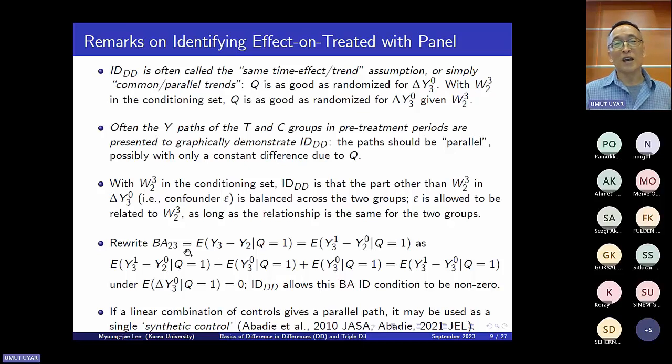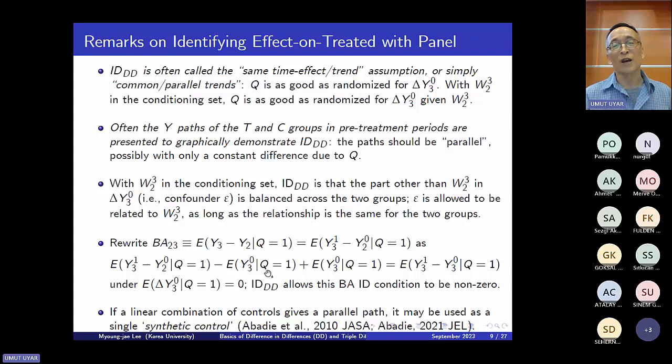Let me go back to BA, before and after. That is the treatment group outcome at period 3 minus outcome at period 2. Then this equals this, because for the treatment group, Y3 outcome is treated, but Y2 outcome is untreated. And I rewrite this by subtracting this counterfactual and adding it here.